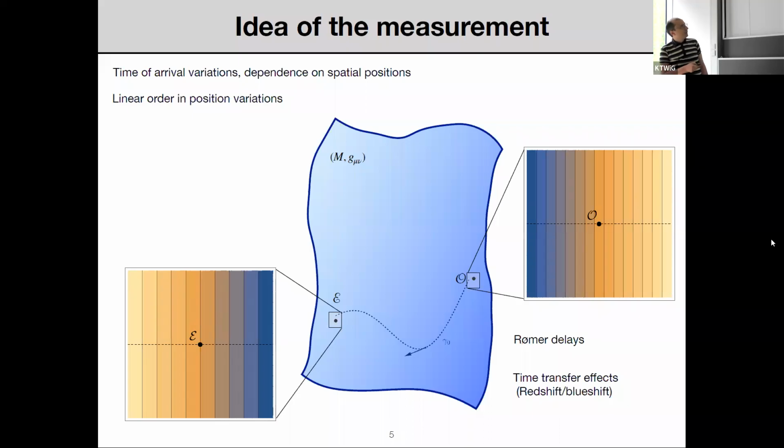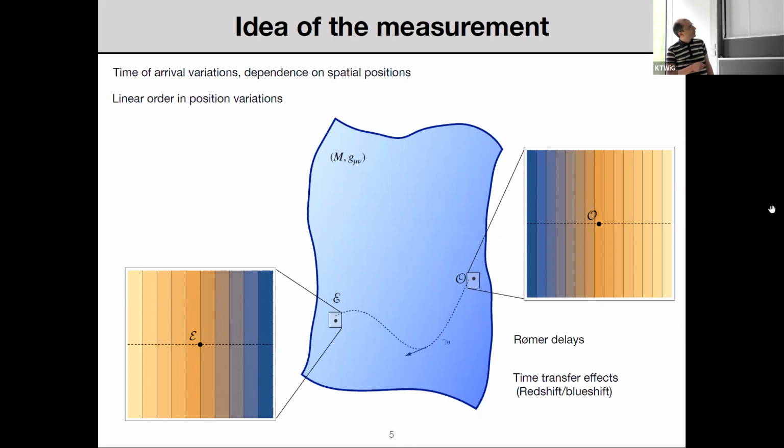is emitted at E, it will be received at O. And then what happens is that if you look only at the linear order in variations of positions, the only thing you see is basically the Roemer delays and the time transfer effects.